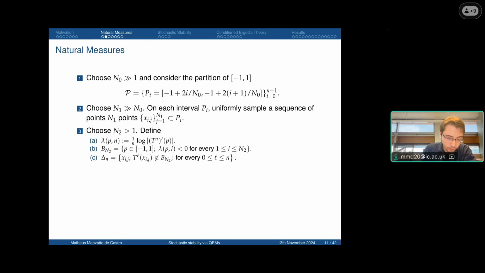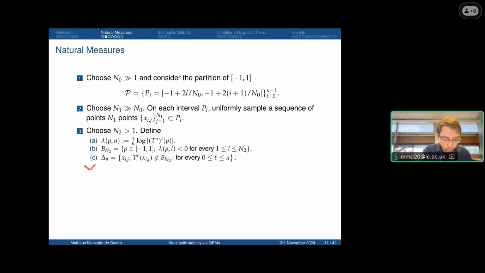And you will be defining the neighborhood of the attractor, B_n2. Recall that this n2 is independent of n1 and n0, they are just points in [-1, 1] such that the Lyapunov exponent is negative for each iteration. So it's really a neighborhood of that attractor. Remember that if it is in that attractor, all the Lyapunov exponents will be negative. So you're just taking the points that are close to this three-periodic orbit.